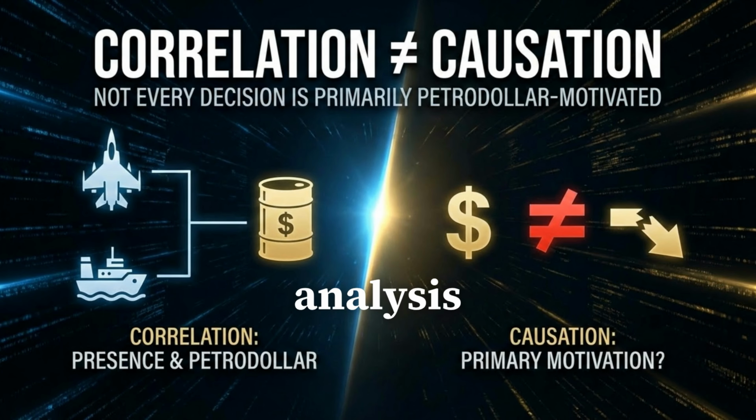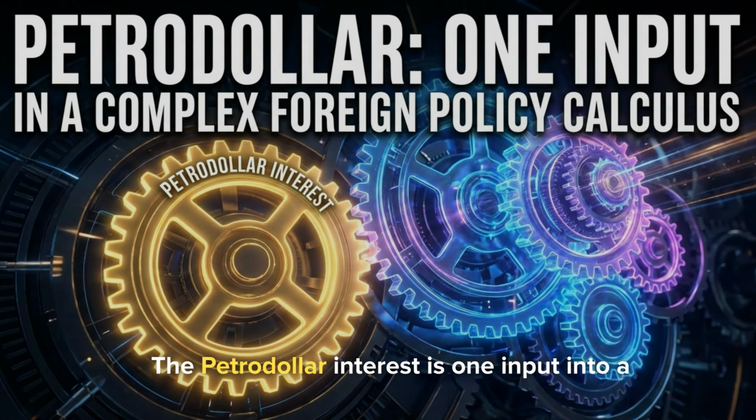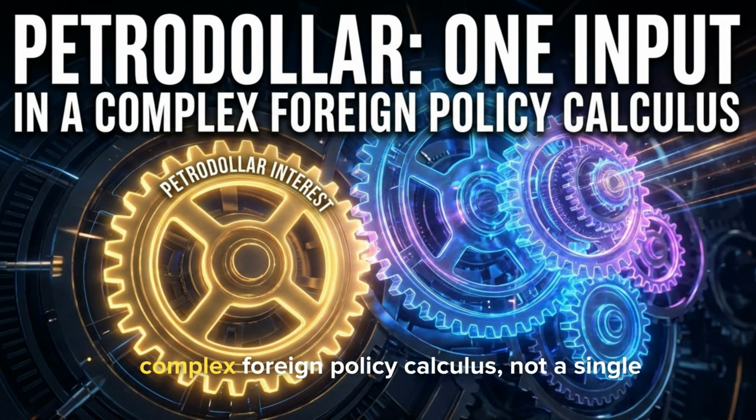What responsible analysis requires is the following distinction. Noting a correlation between U.S. military presence in oil-producing regions and U.S. interests in petrodollar stability is not the same as claiming that every U.S. foreign policy decision in the Middle East is primarily motivated by petrodollar preservation. Multiple factors drive U.S. foreign policy decisions in any region: strategic, humanitarian, alliance-related, and domestic political factors all play roles. The petrodollar interest is one input into a complex foreign policy calculus, not a single deterministic explanation for all outcomes.